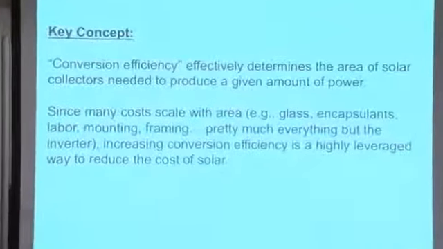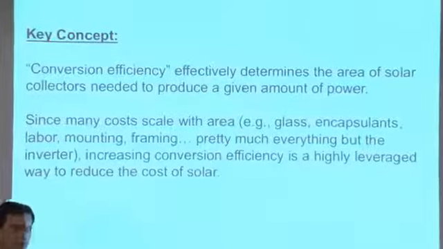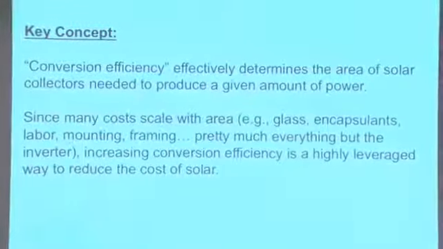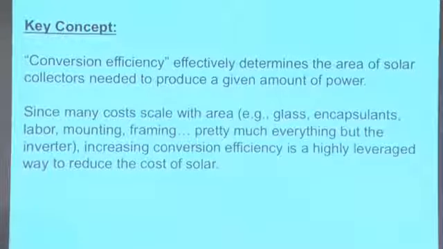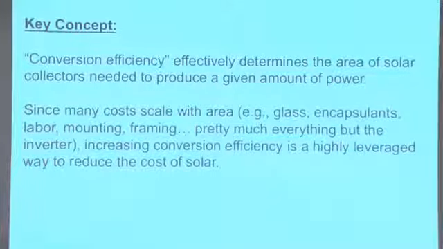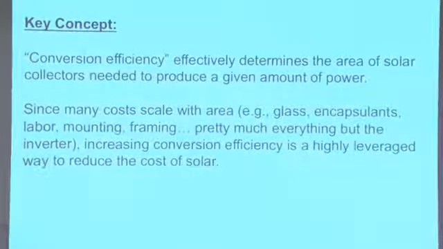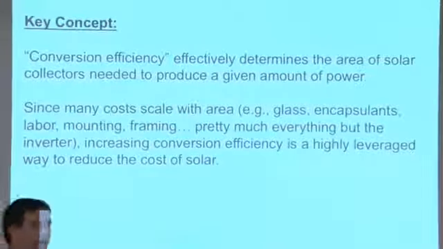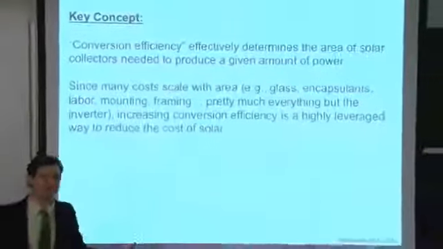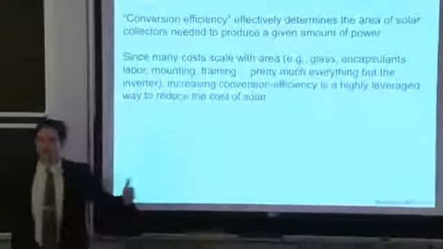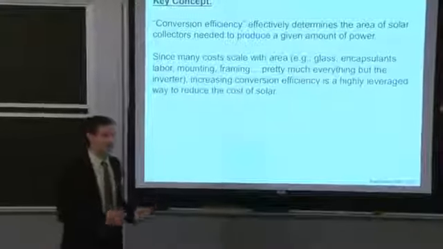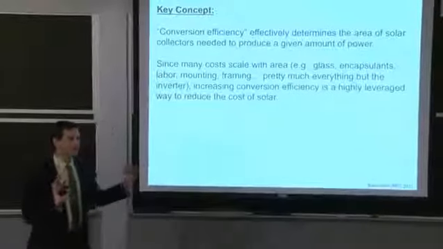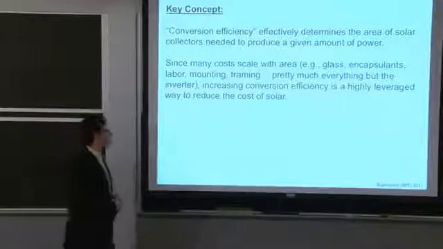Or to think of it differently, the area of solar panels that is necessary to produce a certain energy per unit time. And many costs scale with area. You have glass, encapsulants, the absorber materials within the solar cell devices themselves, the metals that are used to make contacts, the labor that's used to install the panels. If you have larger panel area, you need more labor to install it. The aluminum and racking and framing materials that go into holding the panels up in the field, either on a roof or out in the field.